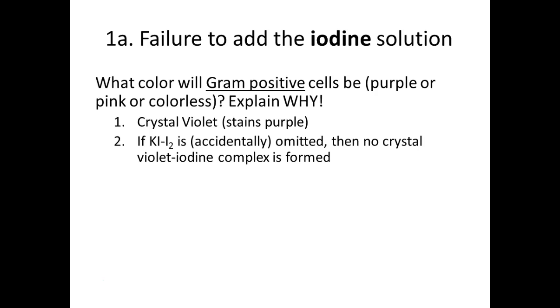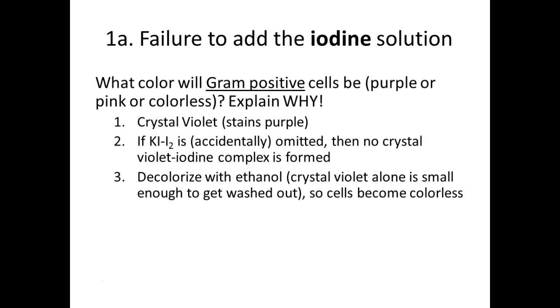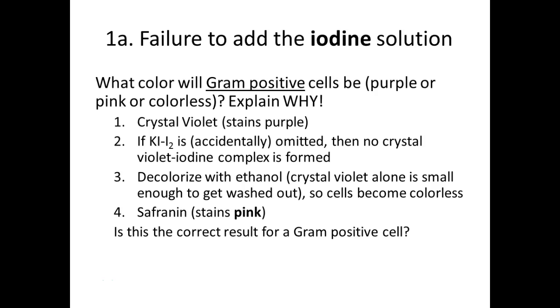So what's going to happen when we decolorize? We might actually decolorize these guys, right? The crystal violet might get washed out and make them colorless. So then we're going to counterstain with safranin. So what color are they going to end up being? Pink. Is this a correct result for gram-positive? No, they're supposed to be purple. So the crystal violet and then iodine step, in that order, is very crucial, right, to getting accurate results.